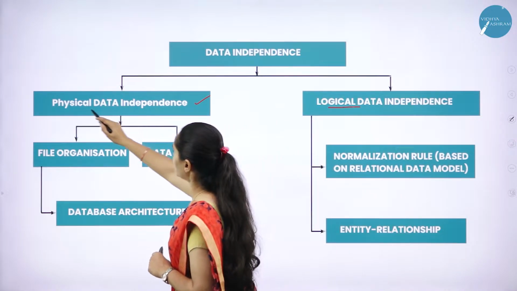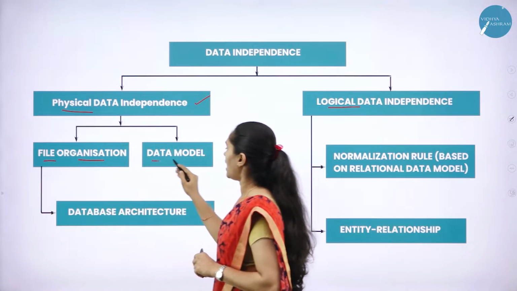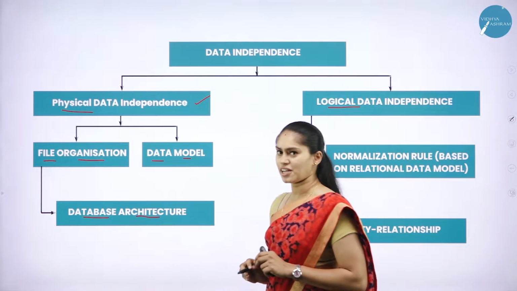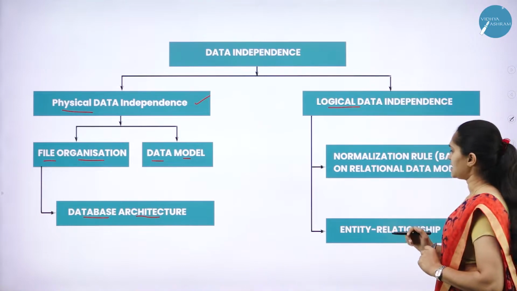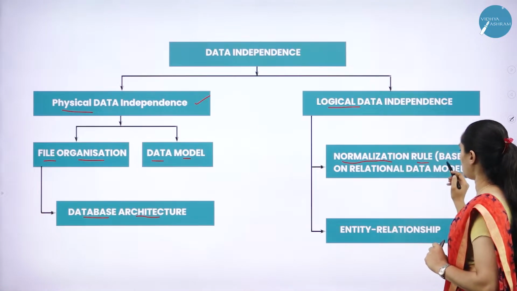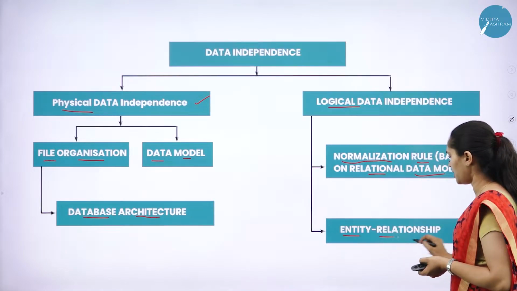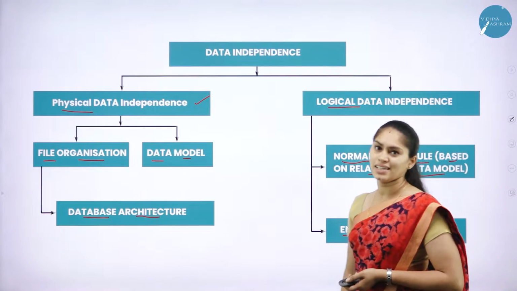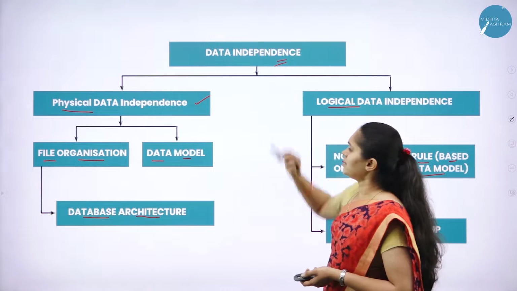When it comes to physical data independence, here we have file organization and data model, and it also includes the database architecture. When it comes to this side, logical data independence, here we have the normalization rule, which is based on the relational data model, and we also have the entity relationship, which we are going to call ER in short. These are the different types that we have in data independence.